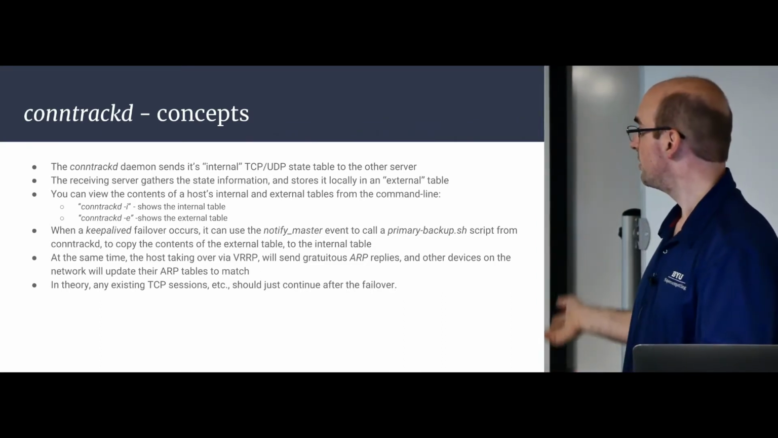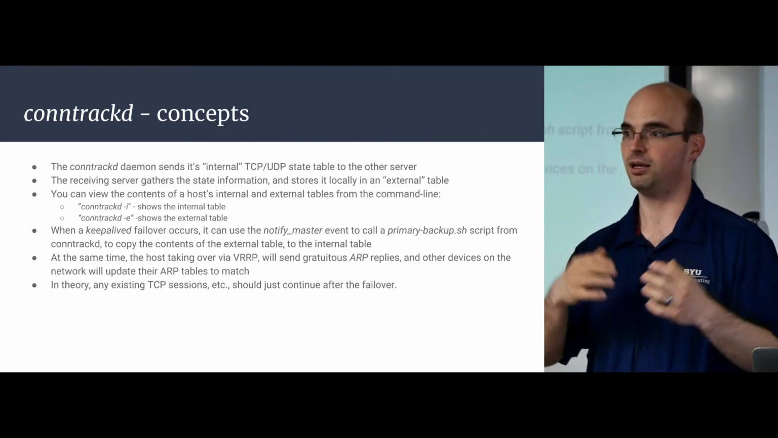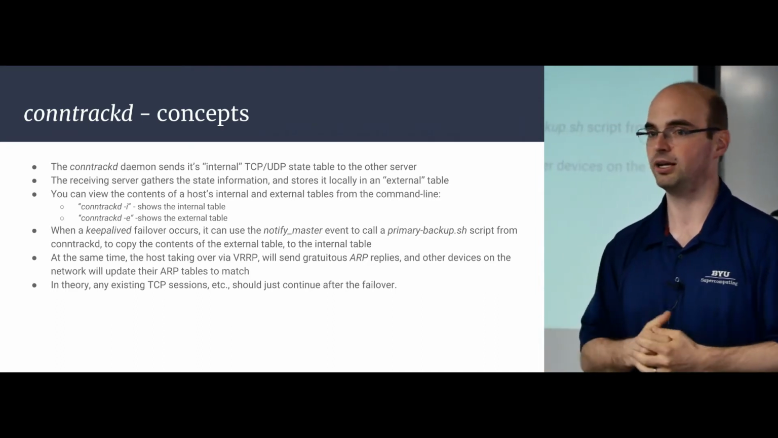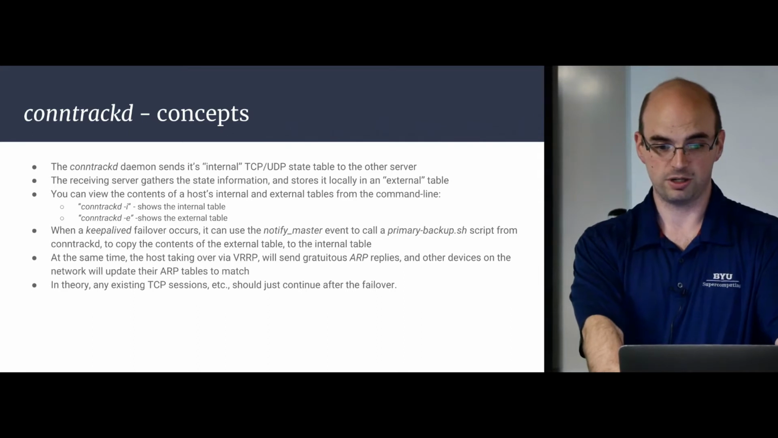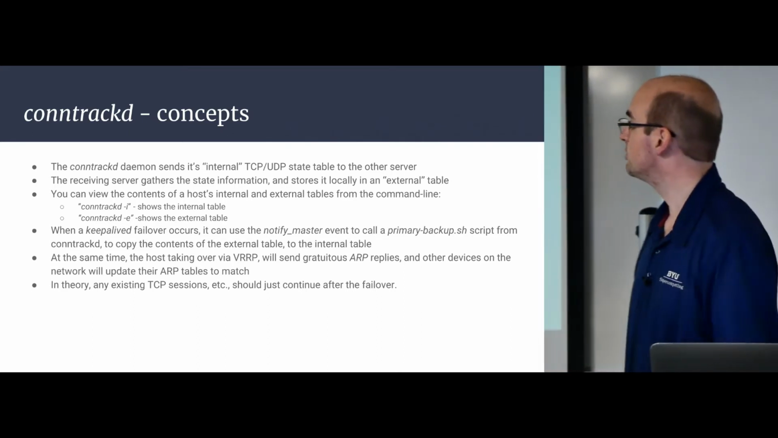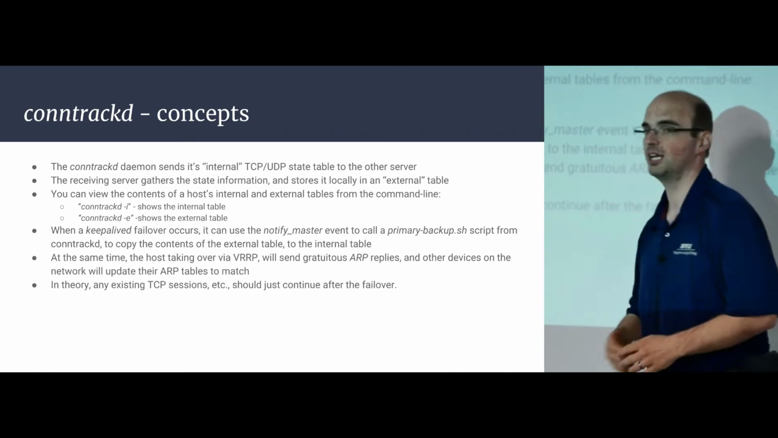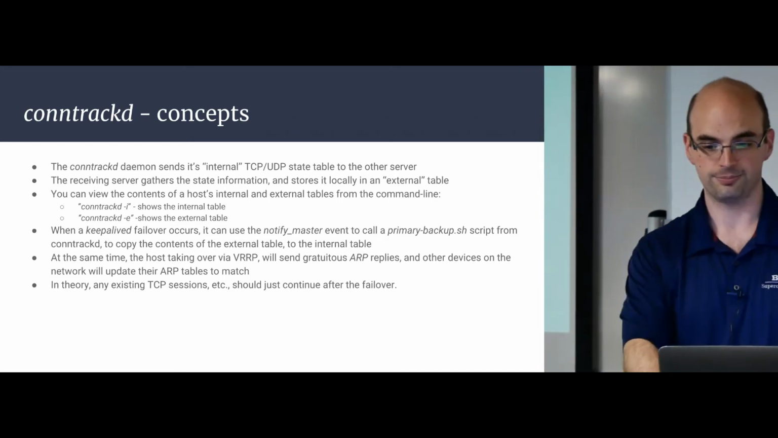And again, this happens right around the same time that VRRP sends its gratuitous ARP replies. So the packets coming to the server get sent to the other server because of the different MAC address in the layer 2 domain, layer 2 header. It's really pretty straightforward. The conntrackd command line tool does give you a mechanism to look at the internal and external tables as well, if you want to go look at the details.